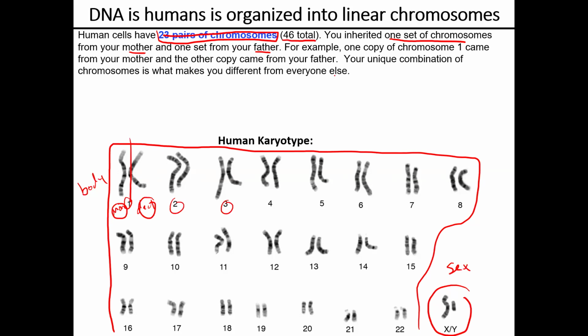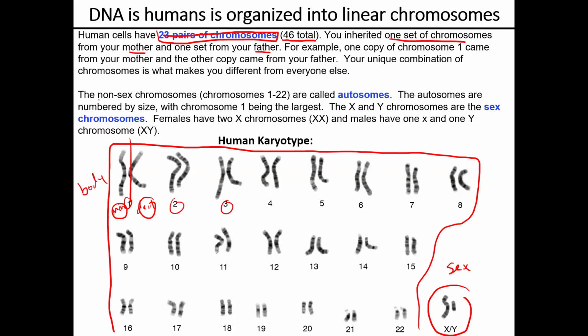So again, the non-sex chromosomes, 1 through 22, are going to be known as our autosomal, which are going to code for the body. And again, you'll notice starting at number 1, it's going to be the largest, and then it's going to go all the way down to our 22nd here. And you can see they are going to be decreasing in size.